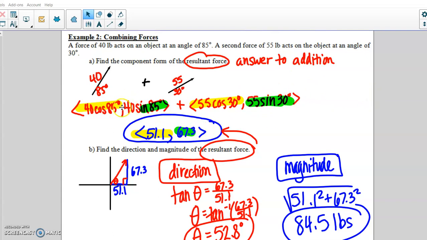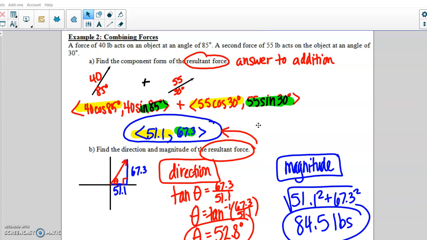To get your final answer, this is like the vector operation exit slip you did last week. I would do in your calculator, what is 40 cosine 85, and add it to 55 cosine 30. You should get 51.1. So all the yellows go together. Then we're going to add the vertical components together. So what's highlighted in green. So we're going to do 40 sine 85 plus 55 sine 30. You should get 67.3. And that would be your answer to the first part on example 2. It just wants the component form.